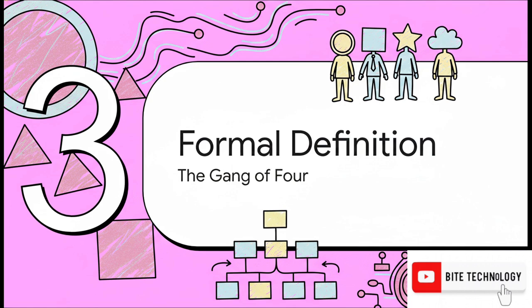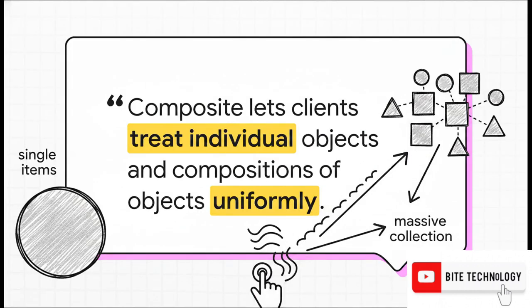Section 3, the formal definition, the Gang of Four. This classic definition from the pioneers of software design confirms our exact goal, and the absolute key phrase to lock onto here is treat uniformly. It ensures the developer using your code, the client, doesn't have to care at all whether they are dealing with a single item or a massive collection.